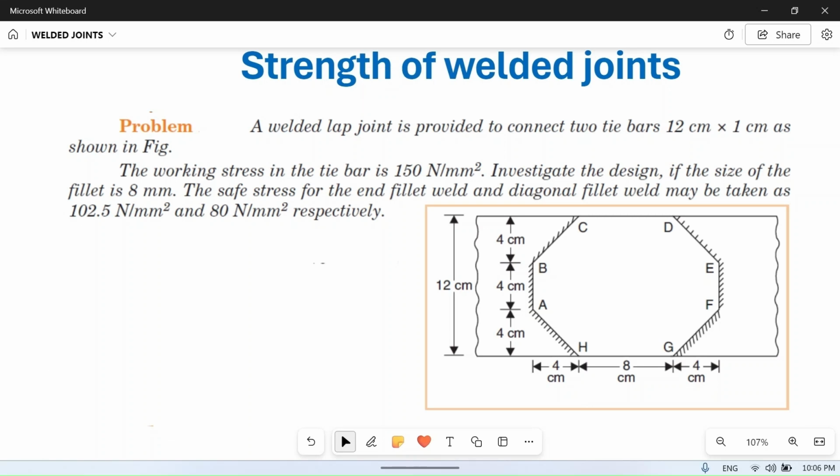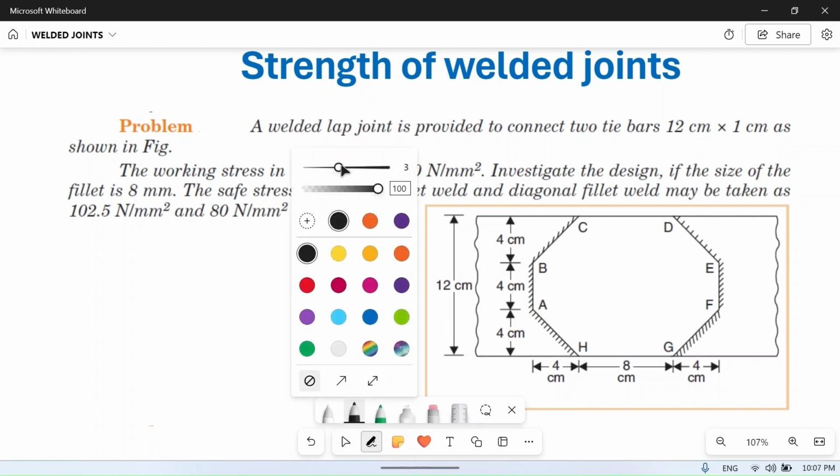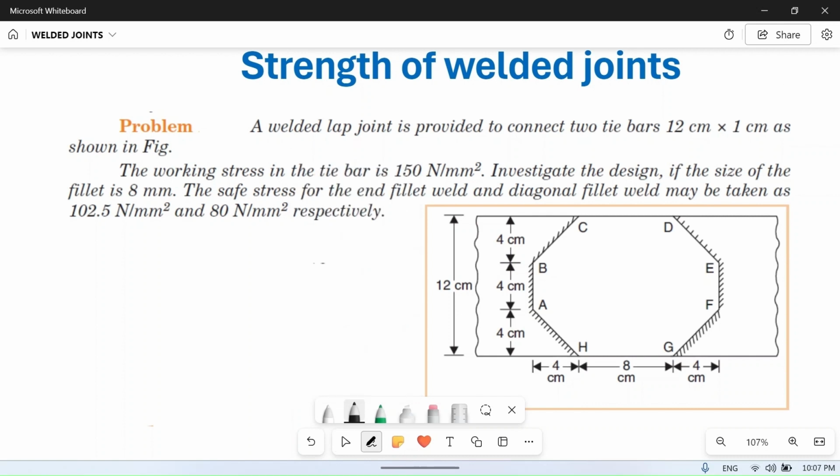So let's solve a problem which is based on strength of welded joints. Let's read the problem first and note down important parameters. A welded lap joint connects two tie bars. So these are two tie bars, this is first and this is second. They are overlapping and they have been welded along these lines. So these two are connected by welding.